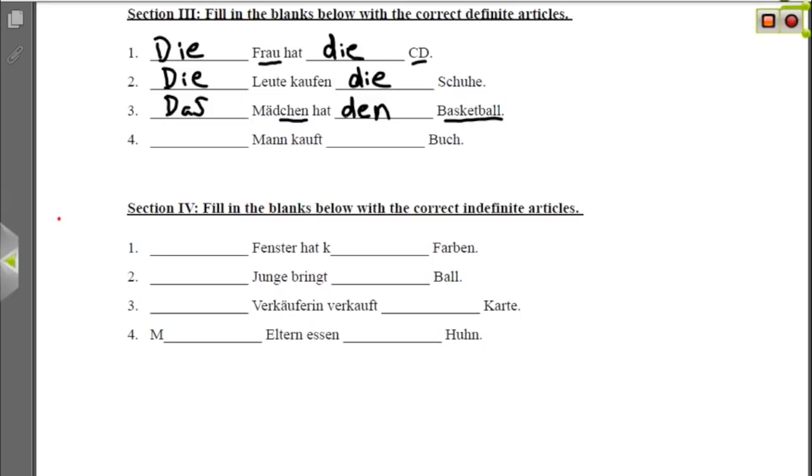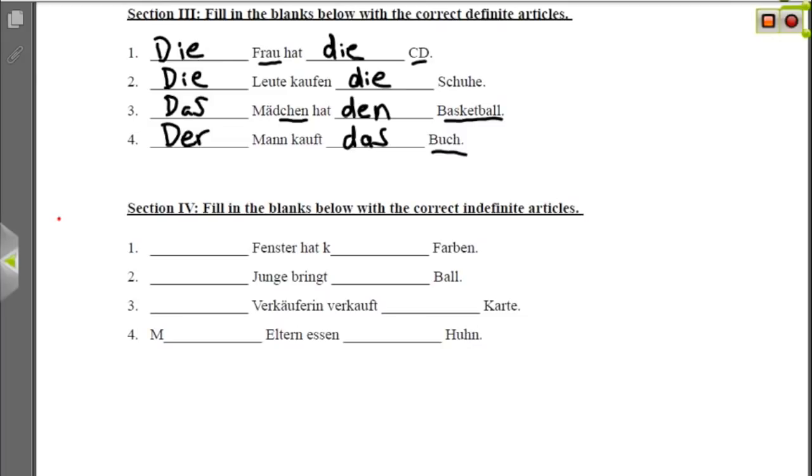Number 4. Man kauft Buch. Man buys book. It works that way. It does not work the other way around, where you have book buying a man. In some alternate universe, or in Soviet Russia maybe, that might work, but not here. So we have der Mann for the subject of the sentence, der Mann. What is being bought here is a book, and since book is a neuter noun, we have here das Buch. Der Mann kauft das Buch. The man buys the book.